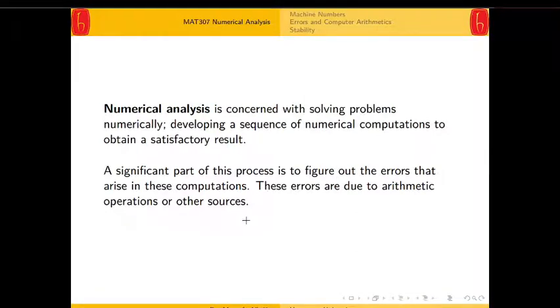First, what is numerical analysis? Numerical analysis is concerned with solving problems numerically, developing a sequence of numerical computations to obtain a satisfactory result. A significant part of this process is to figure out the errors that arise in these computations. These errors are due to arithmetic operations or other sources. So numerical analysis deals with solving problems numerically, and it will measure the errors that might arise due to these computations.